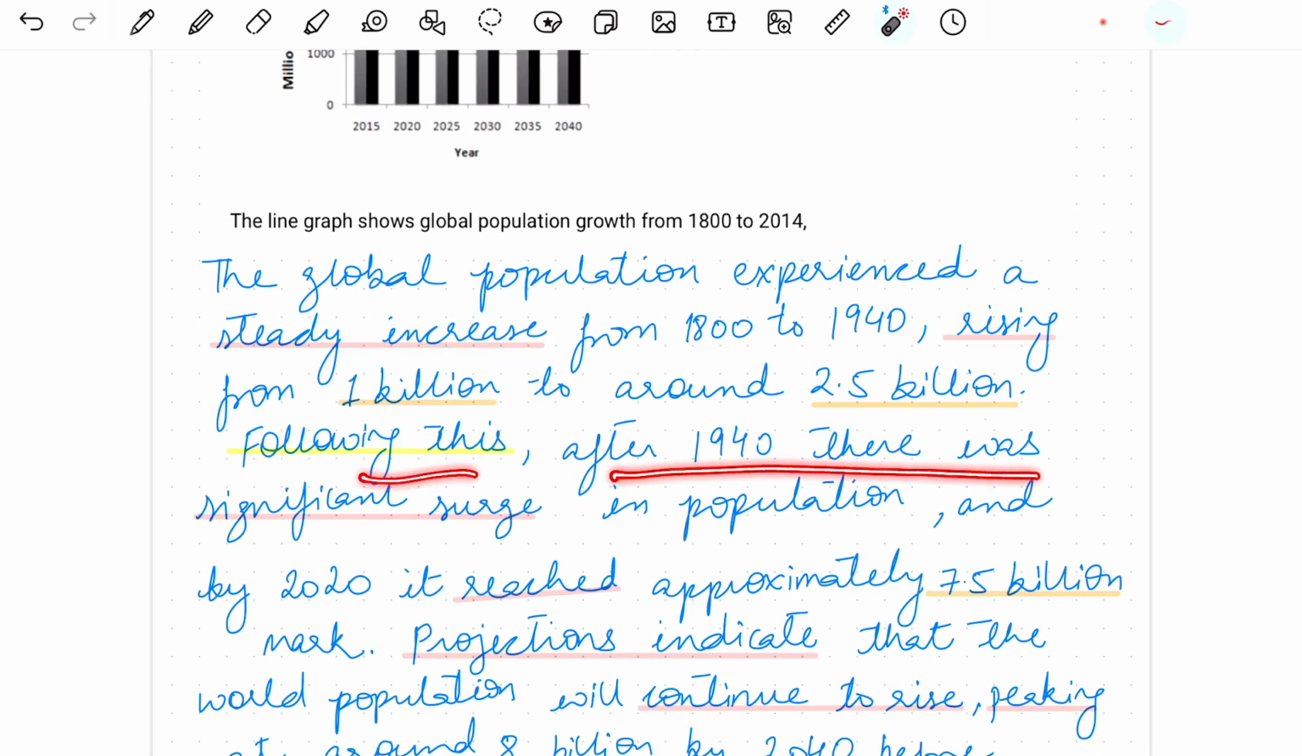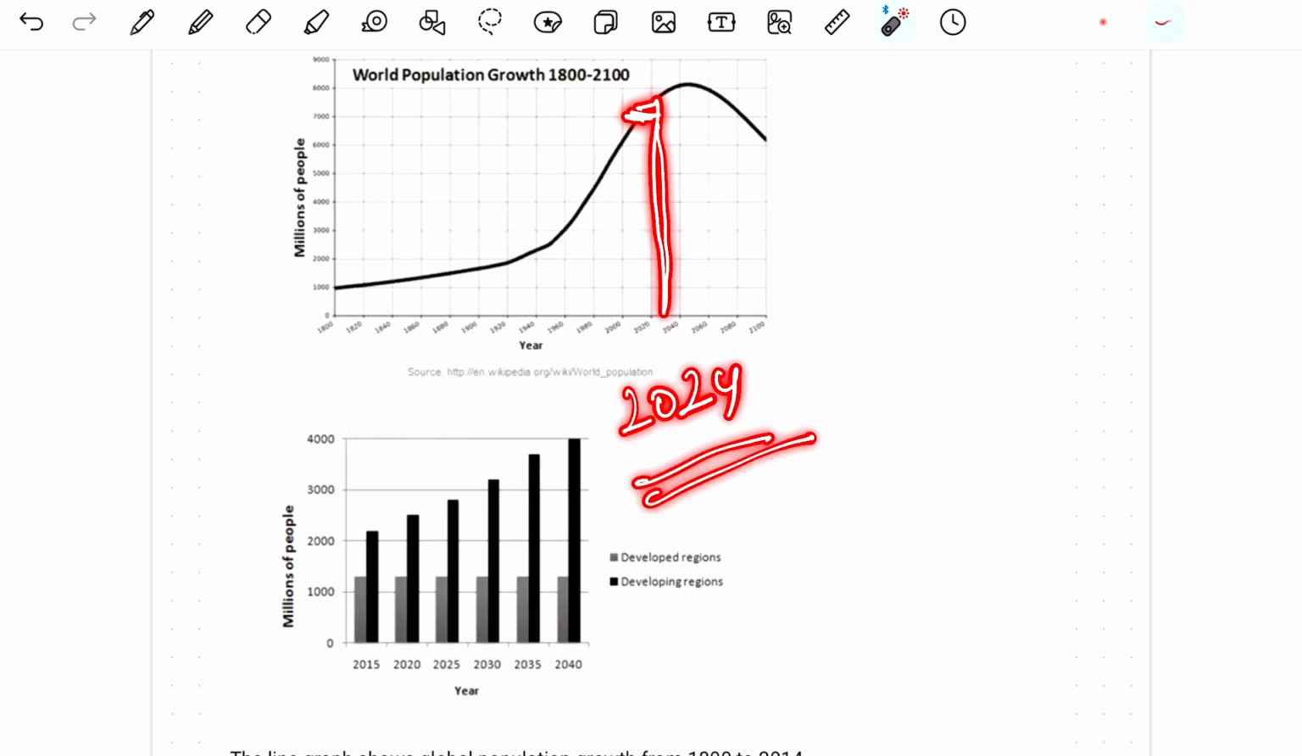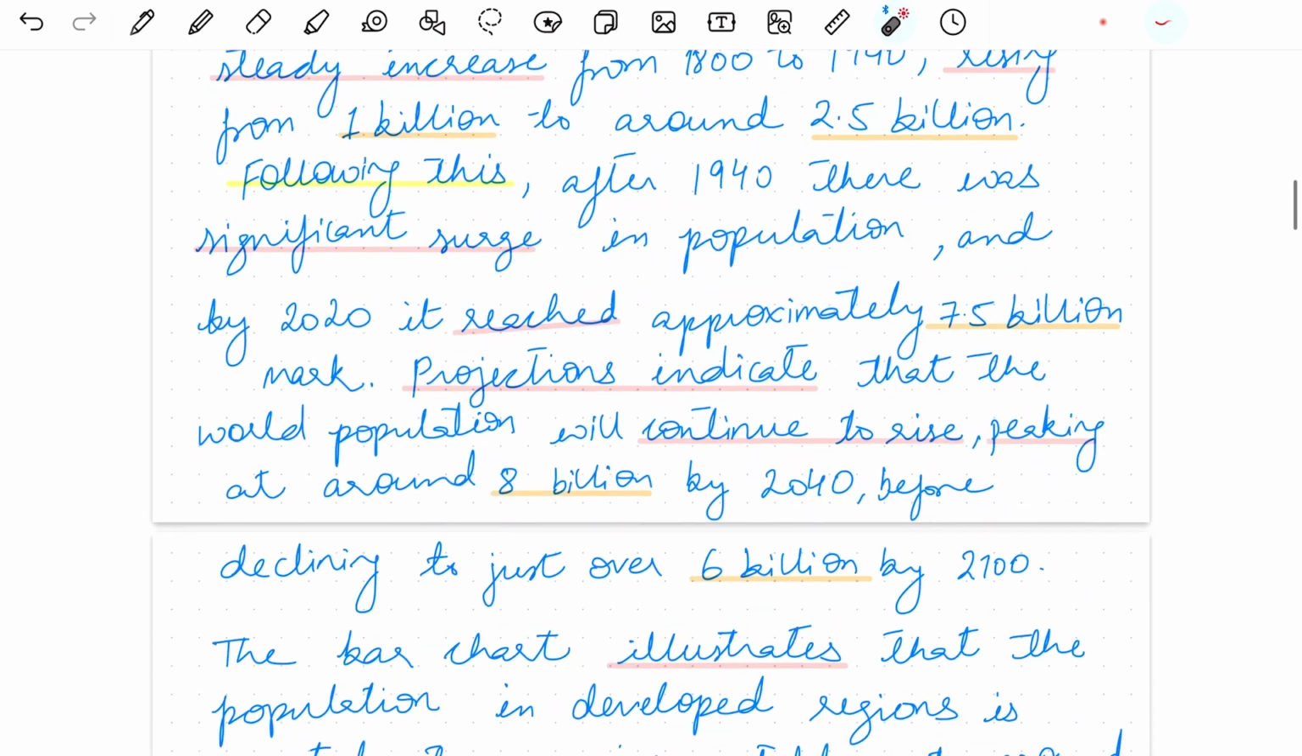Following this, after 1940, there was a significant surge in population, and by 2020, it reached approximately 7.5 billion mark. So there was a significant surge after 1940, and by year 2020, I've chosen the year 2020 because it is closer to the time which we are in, 2024. I don't know if you're watching this video in future than whatever year it is, but when I'm recording this, it's year 2024. So by 2020, the numbers reached approximately 7.5 billion.